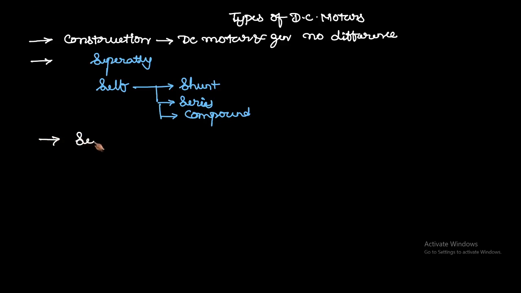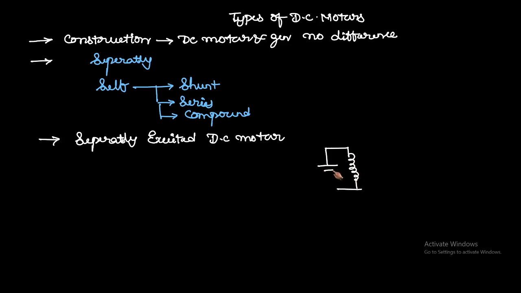In the case of a separately excited DC motor, the field winding is excited separately. So like this we have connected it, and the armature will be like this. Here the armature is separate, and sorry, here it is not a load because we are discussing the motor. So you will have the supply here.